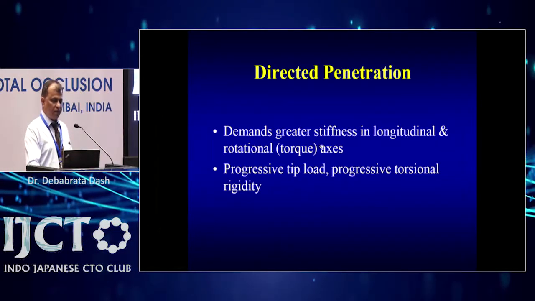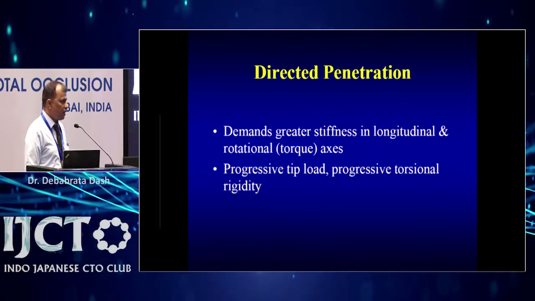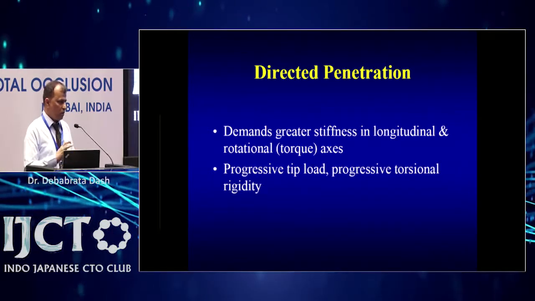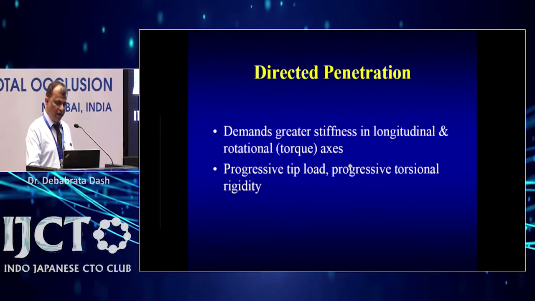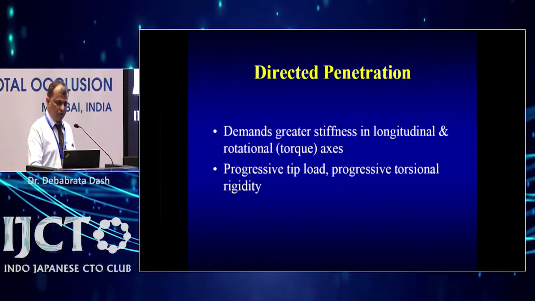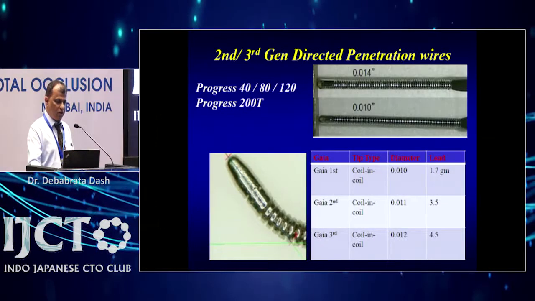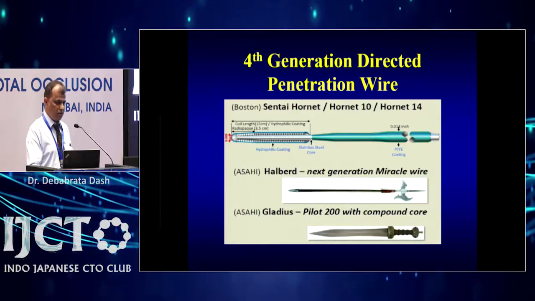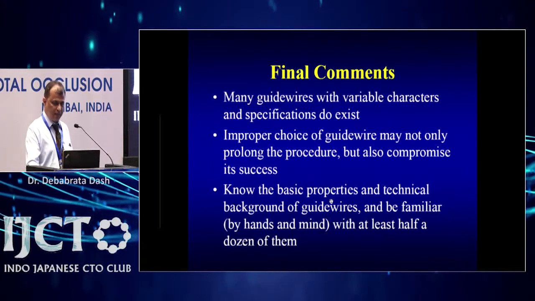For directed penetration, there should be greater stiffness and longitudinal and rotational access, like Conquest Pro, Miracle 12, Hornet 10 and 14, Progress 40-80. Tips should have progressively high, progressive transitional rigidity. So I want to cut short. The fourth generation wires are Halberd and Gladius for better penetration.